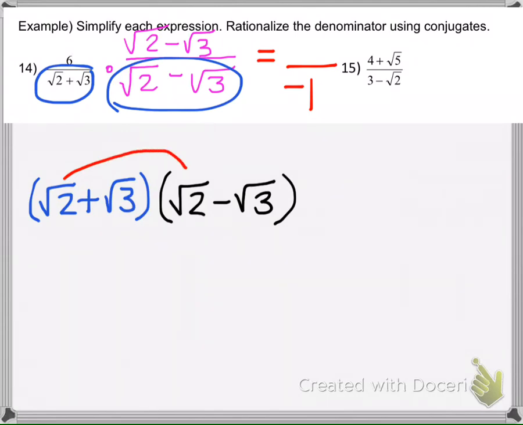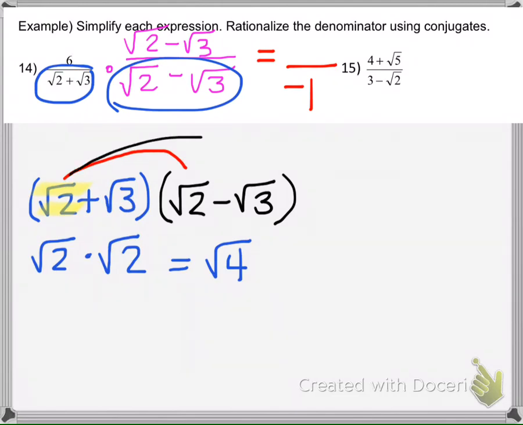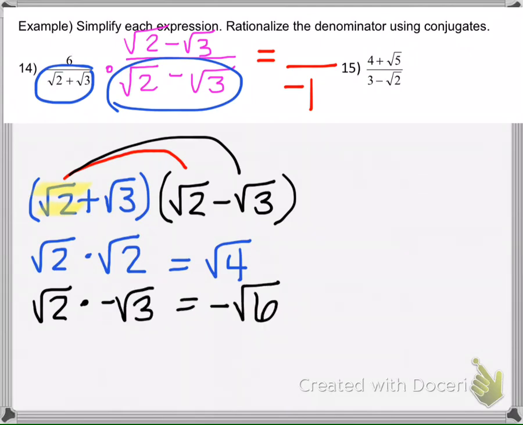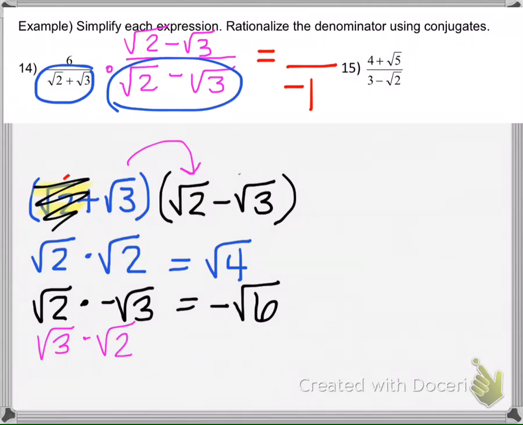Now, I'm going to go back over why this works. If you were to multiply the square root of 2 times the square root of 2, the square root of 2 times the square root of 2 is the square root of 4. And then we'd have the square root of 2 times negative radical 3, which would equal negative square root of 6. Okay, so we're done with the first number. Now we are going to multiply the square root of 3 by the square root of 2, which is the square root of 6.